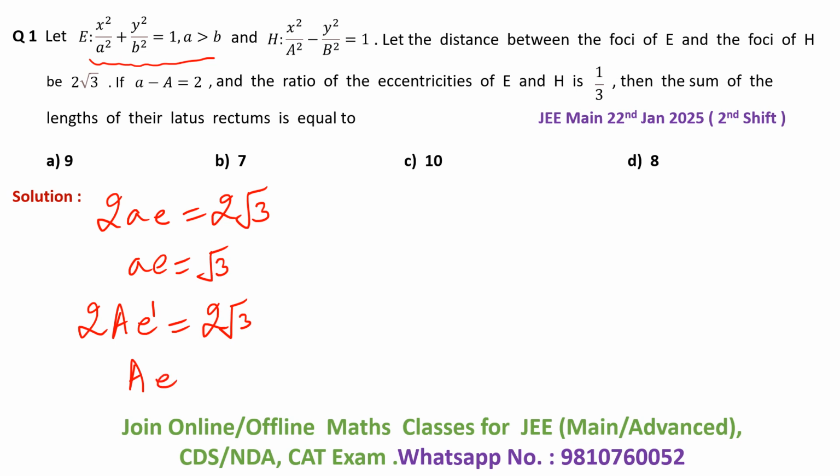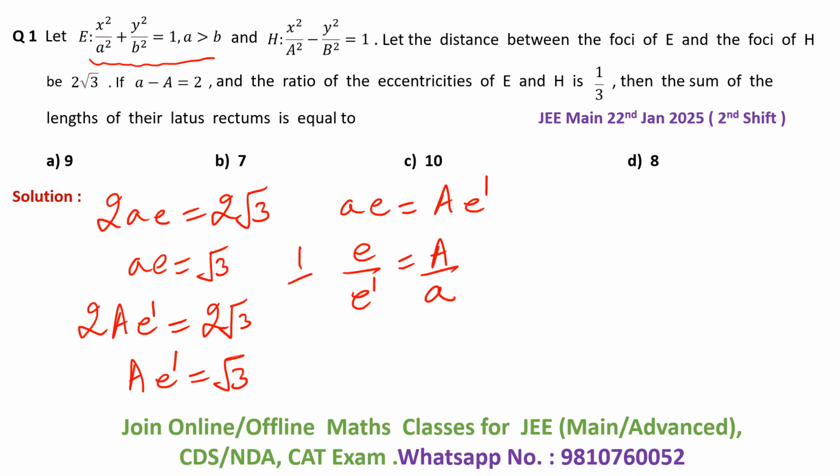So from this equation we get capital A into e dash equal to root 3. Now students, we can clearly see a into e is equal to capital A into e dash. So this means e upon e dash is equal to capital A upon small a. And we have been given the ratio of the eccentricities of ellipse and hyperbola as 1 upon 3. So this means that small a equal to 3 times capital A.